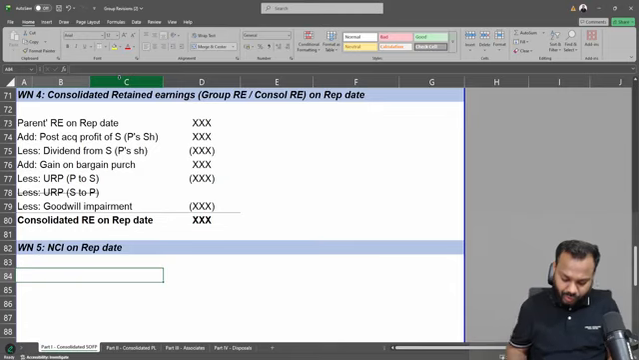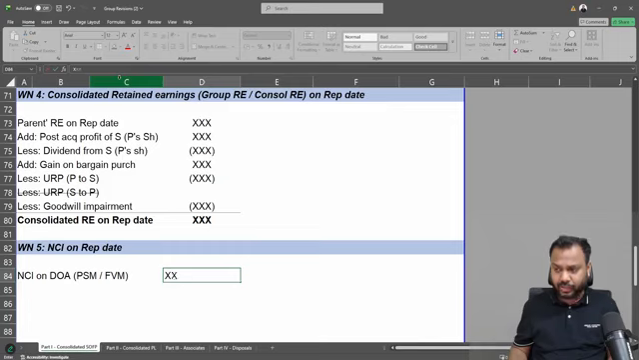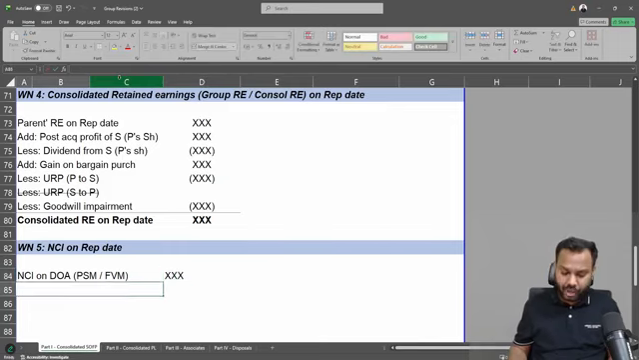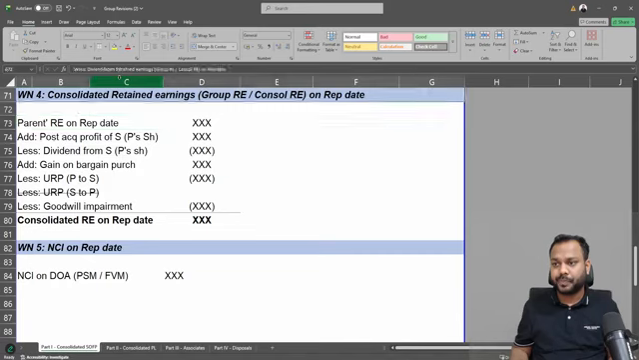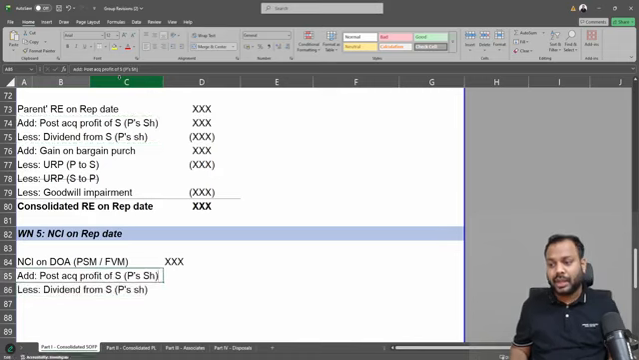First of all, we have to compute the value of NCI on date of acquisition. It can be as per proportionate share method, or as per fair value method. Anything it can be. So we will take this figure as it is. Then we will take NCI's share here.